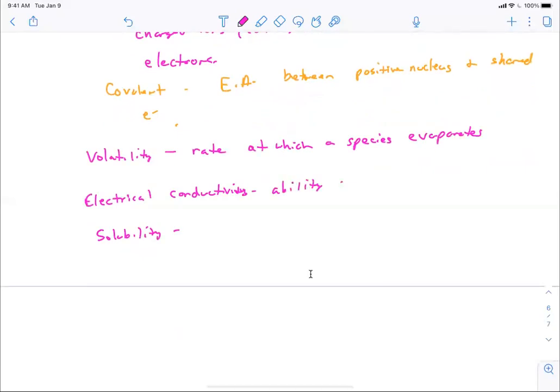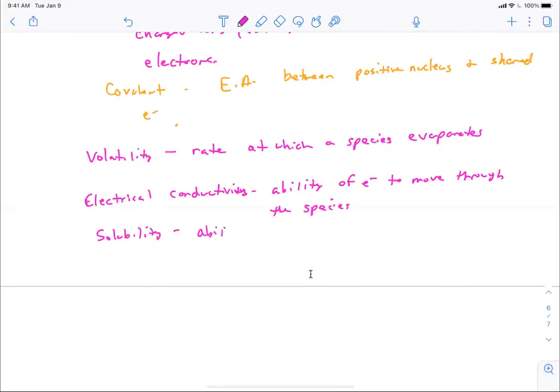Electrical conductivity is the ability of electrons to move through the species. For ionic compounds, you're either going to melt them down so that the ions can move freely, or you're going to dissolve them in water, which allows the ions to move freely as well. Both cases allow free-moving ions, which allows electrical conductivity.